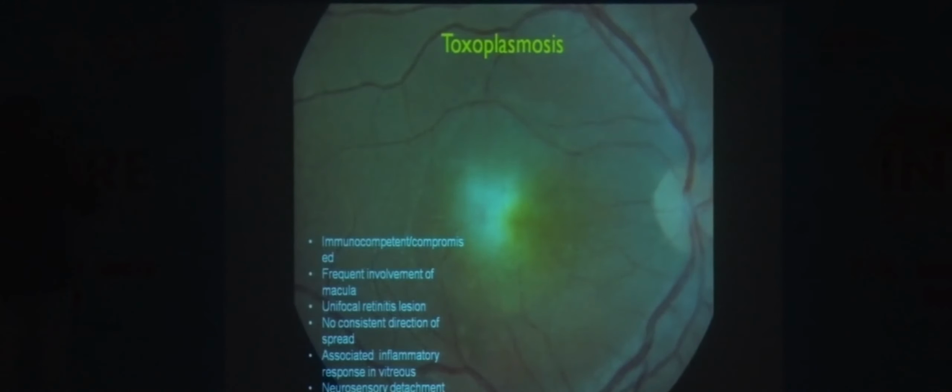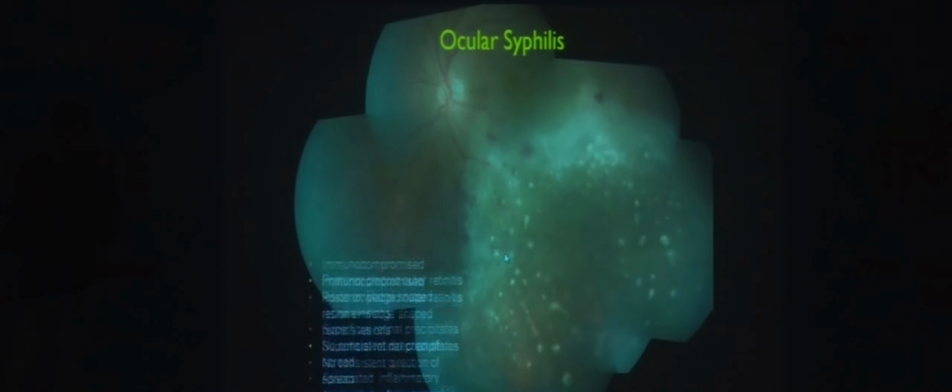Toxoplasma, again like I said, happens in immunocompetent as well as immunocompromised hosts, frequently involves the macula, usually starts adjacent to an old scar, and can have an associated inflammatory response. This is another case which we'll discuss, but if you see this area of multiple preretinal exudates and this ground glass retinitis, think of ocular syphilis also as one of your diagnoses. Posterior retinitis is something which should also be kept in mind, and if you see these sort of lesions in a patient who gives a past history of an infection or a viral infection, then keep that in mind.